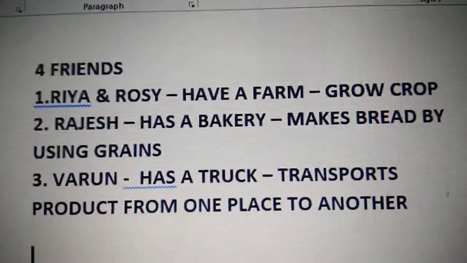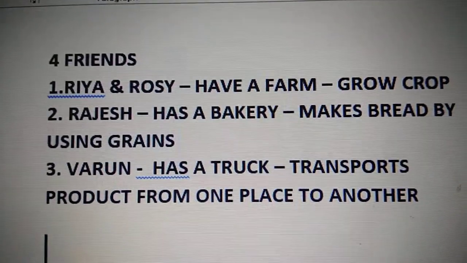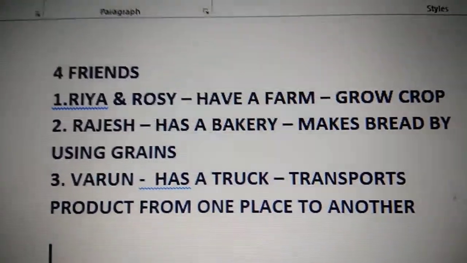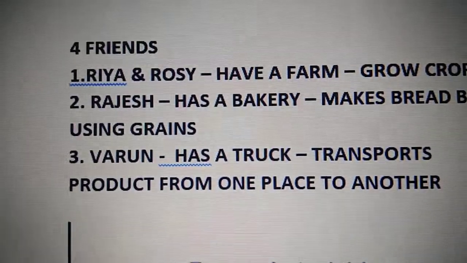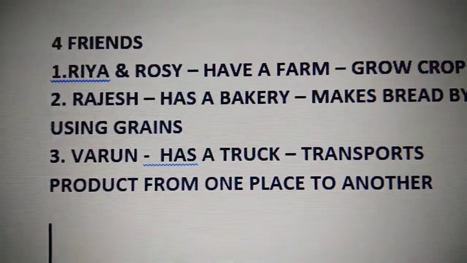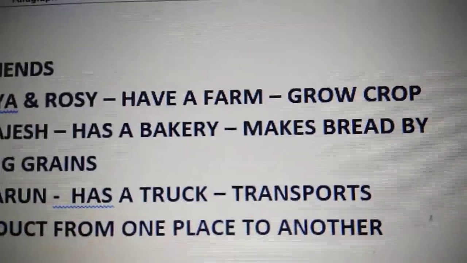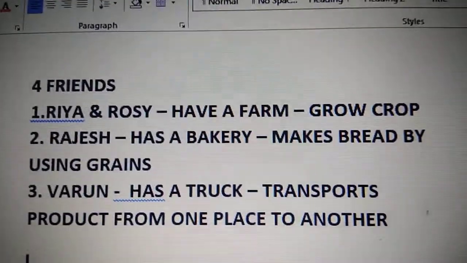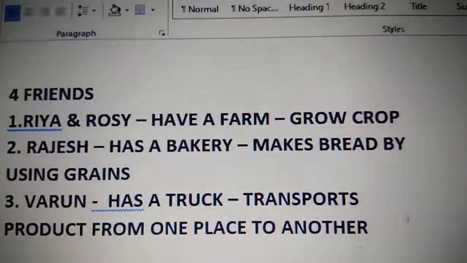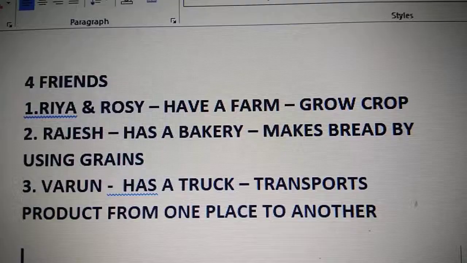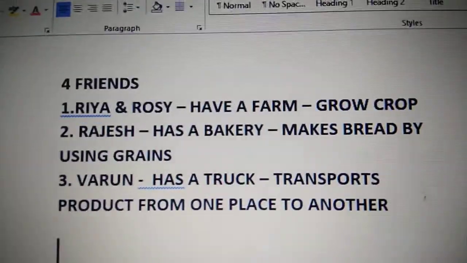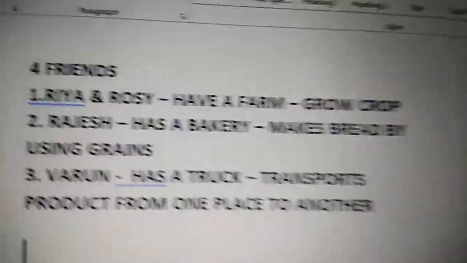There are four friends, Ria, Rosie, Rajesh, and Varun. So, what do Ria and Rosie do? They have a farm, and Rajesh has a bakery, and Varun has a truck. Ria and Rosie grow crops in their farms. Rajesh has a bakery, so he makes bread using the grains grown in the farm.